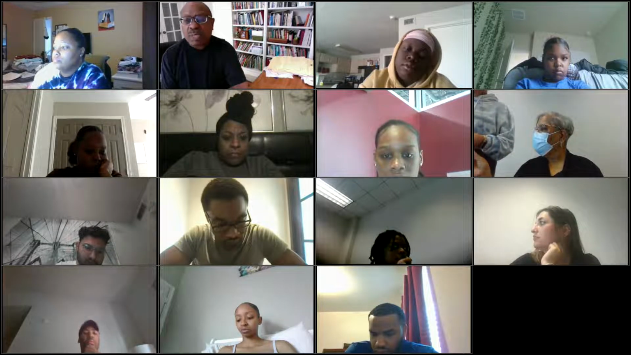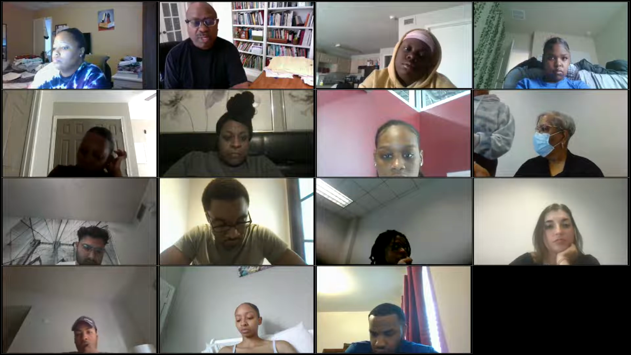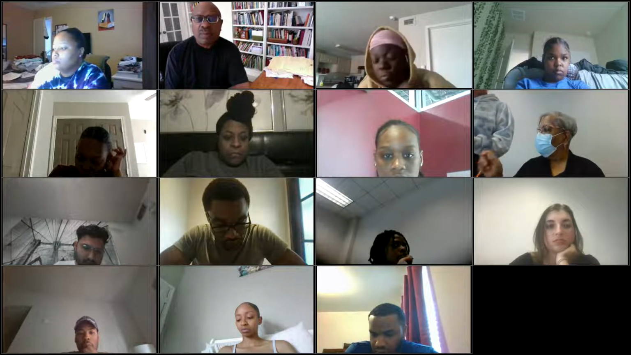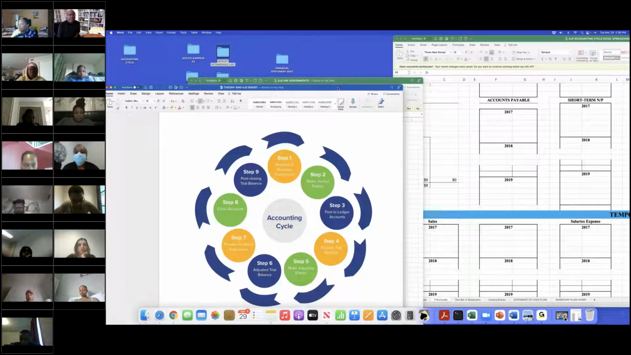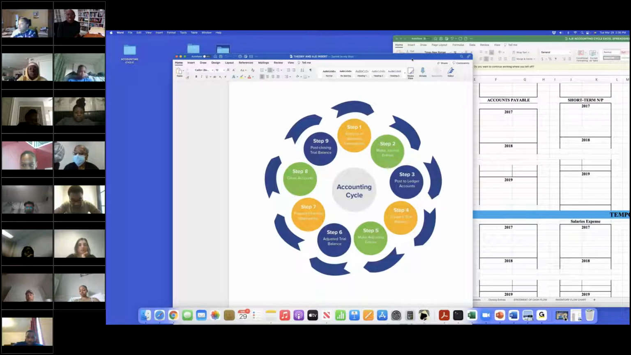See if I can share my screen here. So once again, we're on steps 5 and 6, making the adjusting entries and then completing the trial balance. And adjusting entries, because of the approach, if you've got to calculate something, sometimes gives trouble, but we're looking at it two ways.